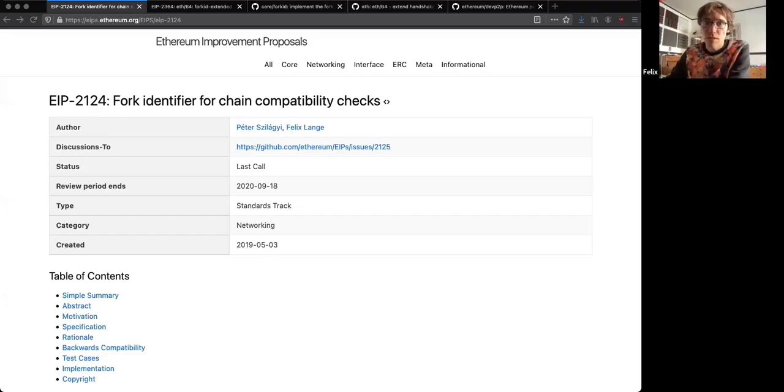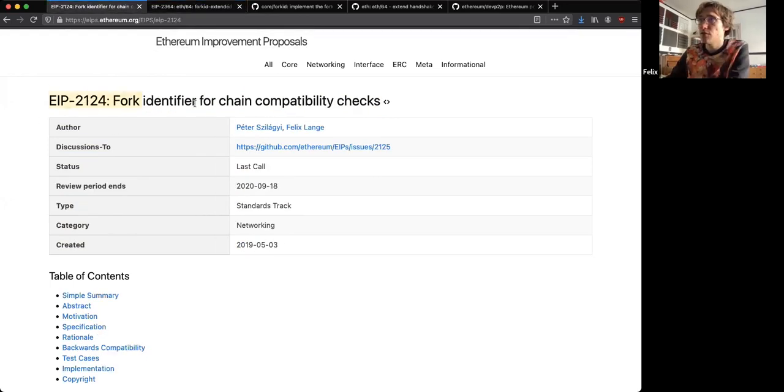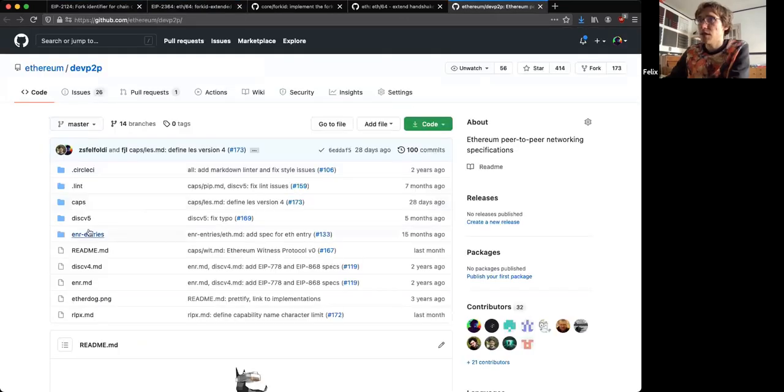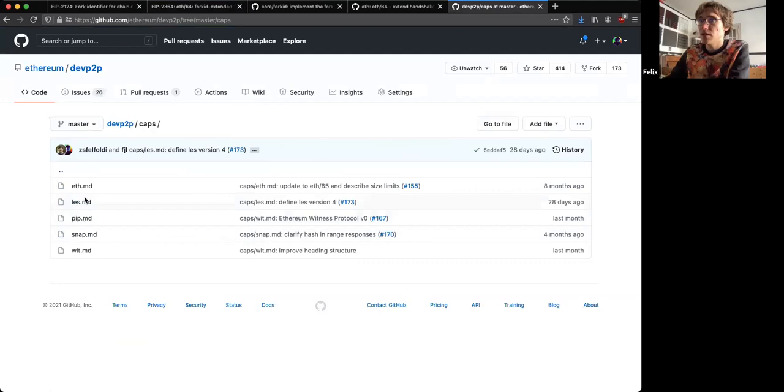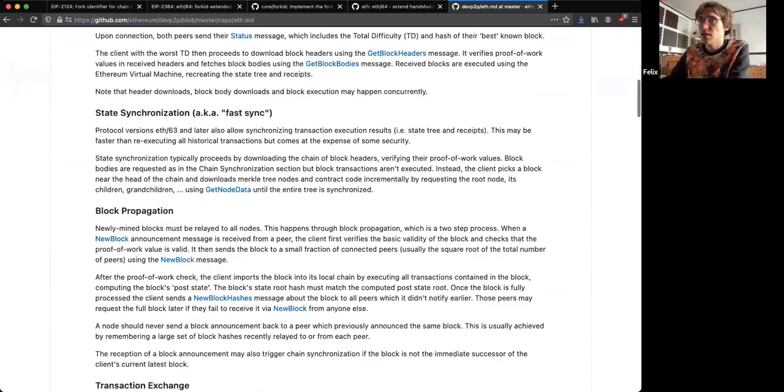Can you see my screen now? Okay. So here is the EIP. Actually, when I was talking about the other EIP, I was also showing it. So this is the EIP for the fork identifier. This is the EIP for the network protocol extension using the fork identifier. And here is the specification of the ETH networking protocol, which is the protocol that is spoken between the nodes.